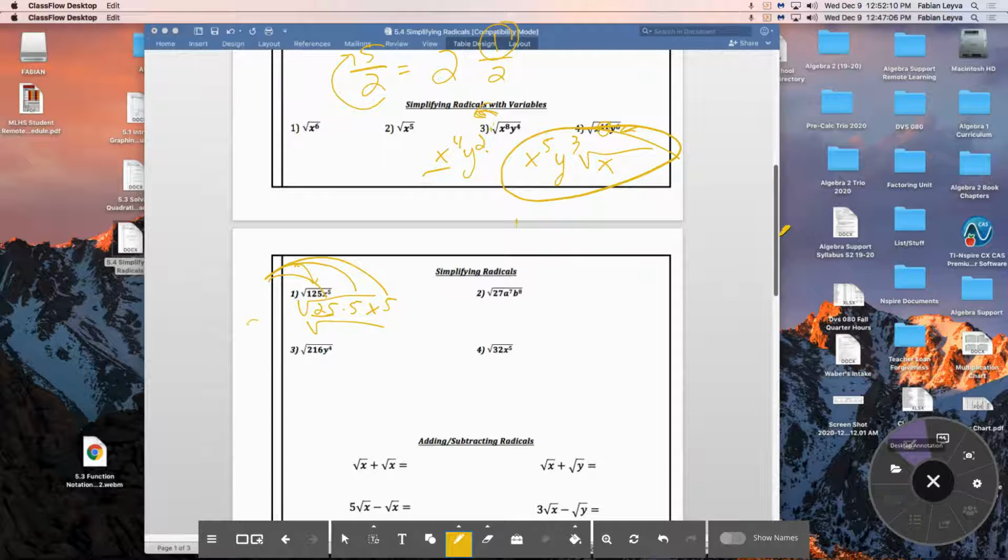The square root of 25 is 5, so that means that's out of there. What's the square root of 5? Well, it isn't a perfect square, and we cannot rewrite it as a product, so it gets left inside. We have x to the 5th.